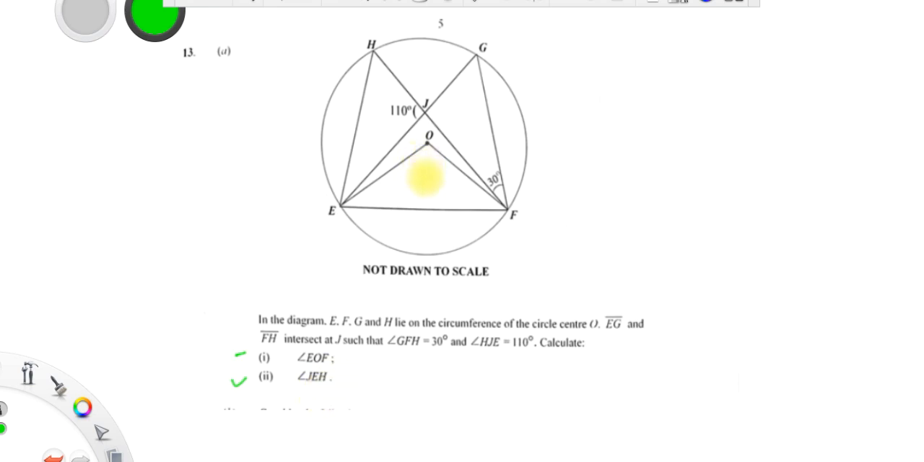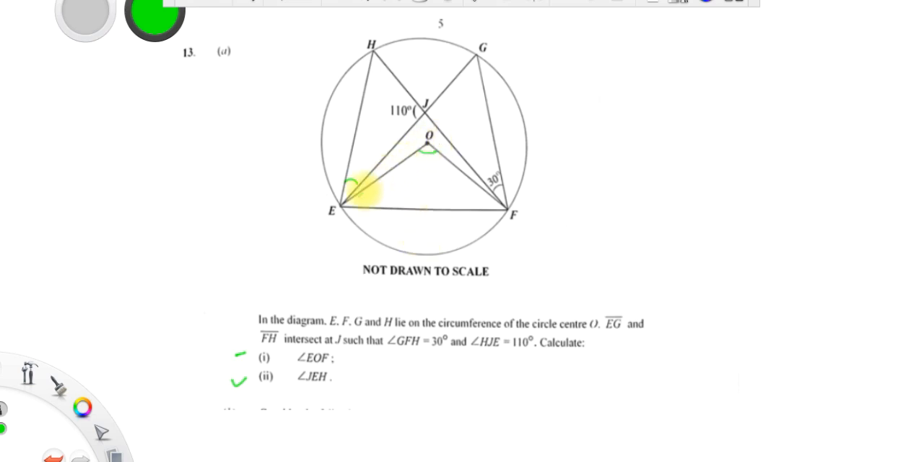Angle EOF, where is angle EOF? This is the angle at the center. This angle is what we are supposed to calculate as part one, and the second one is JEH. This is not difficult at all. How do you go about it? First of all, you have to be able to identify the theorems that are present in this question.